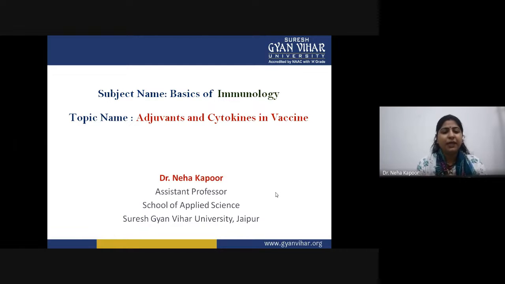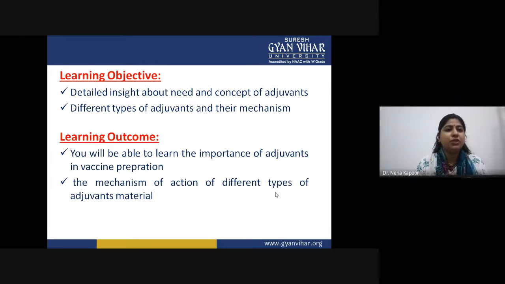Today we would be discussing adjuvants and cytokines in the vaccine. The main learning objective of this lecture is that you will get a detailed insight about the need and concept of adjuvants, why we need adjuvant material, where it is being used, what are the different types and classes of adjuvants and their mechanism of action.